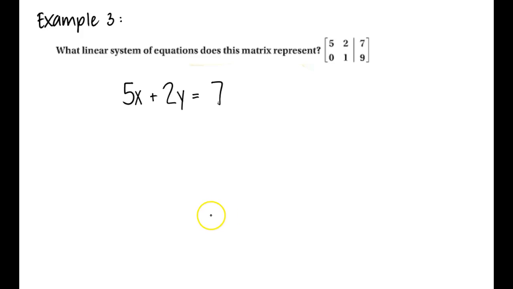So that means the first row, which was 5, 2, and 7, is now the linear equation 5x plus 2y equals 7. The next one's really similar, so 0x plus 1y equals 9. So this is the system of linear equations that this matrix represents.